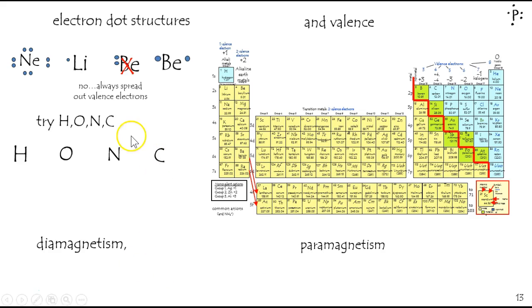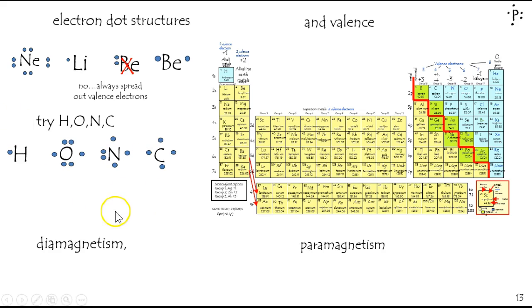Let's do hydrogen, oxygen, nitrogen, and carbon. That is what you're mostly made out of. These are the elements of life, and honk if you love chemistry. You should come up with hydrogen, oxygen, don't forget to spread them out, nitrogen, and carbon.